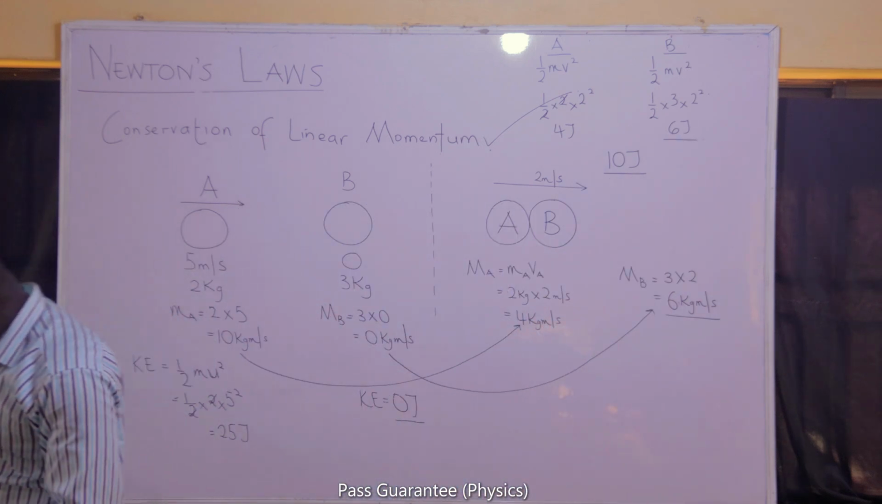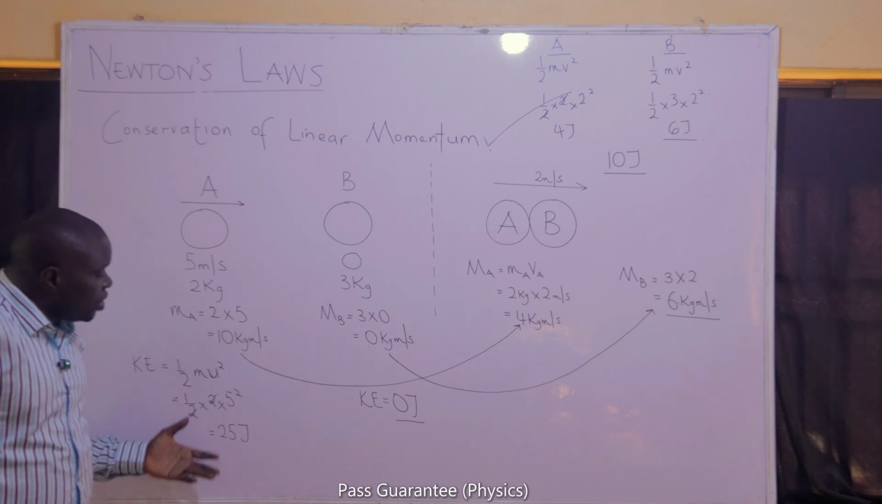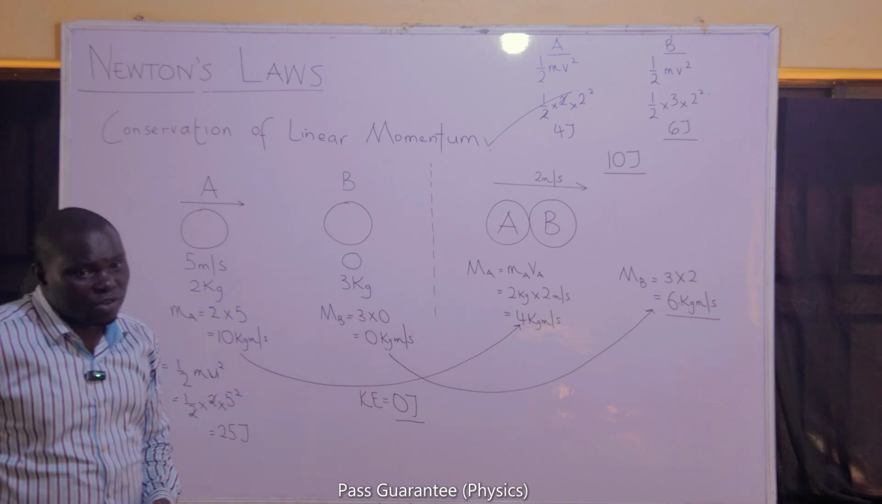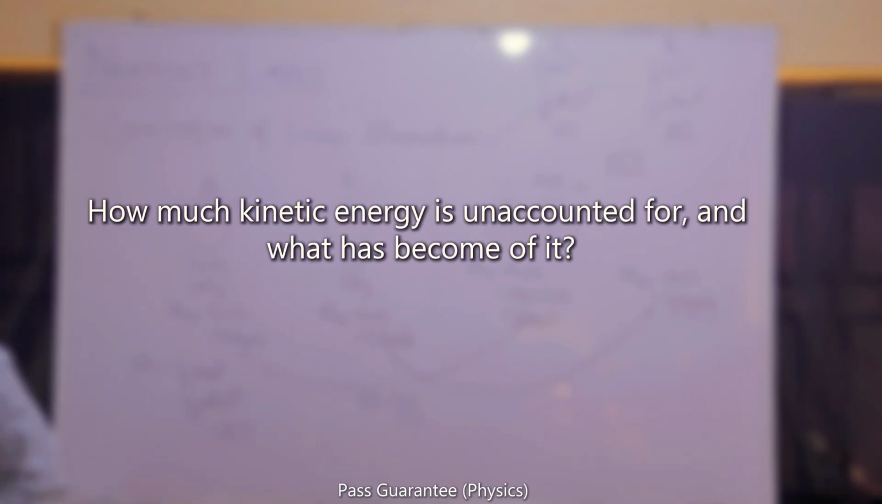The question now is, how much kinetic energy is unaccounted for? We have lost 21 joules of kinetic energy, and we have only gained 6 out of it. We have not been able to account for 15 joules of kinetic energy. So what became of it?